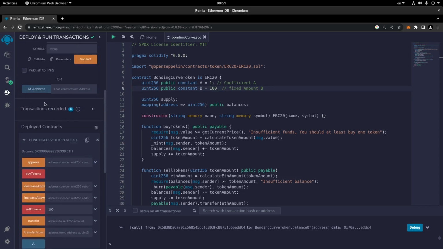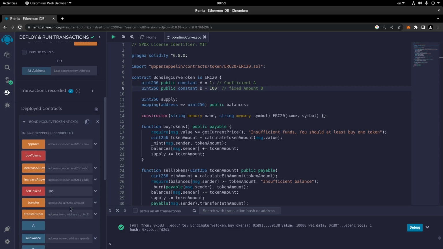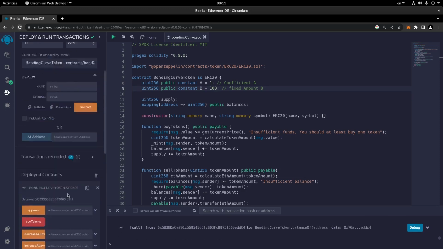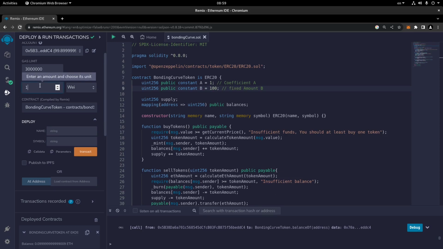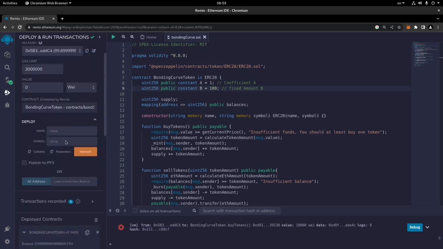So let me buy 100 tokens again by entering 10,000 again. If I buy the tokens, check the balance right over here, it is 100. But if I enter another 10,000 Wei, then buy the tokens, let me check again here.